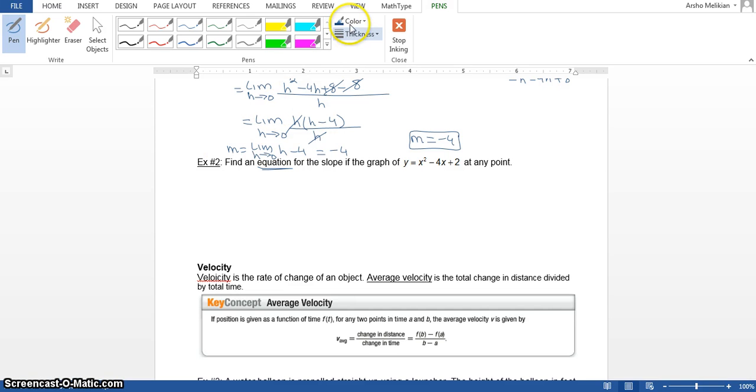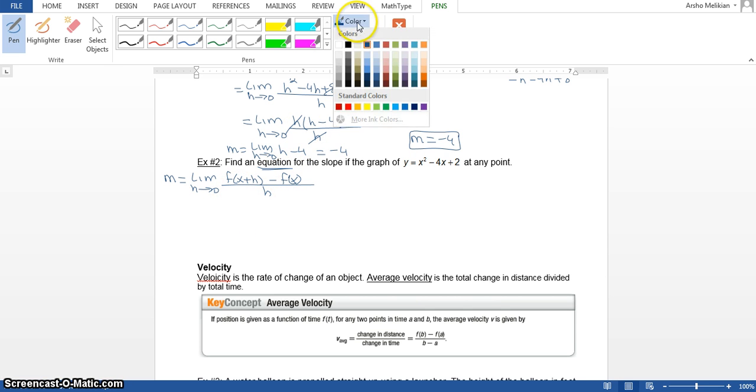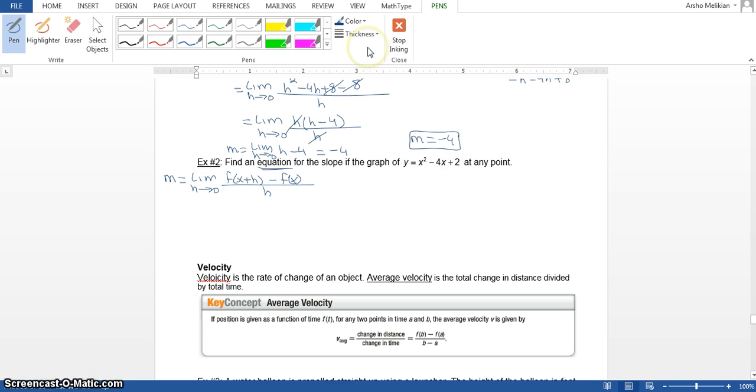Now, let's write down our equation. M is the limit as h approaches 0 of f of x plus h minus f of x over h. Now, I need to find what f of x plus h is. Okay, so let me do that first. What is f of x? F of x is my y. In this case, it's x squared minus 4x plus 2.